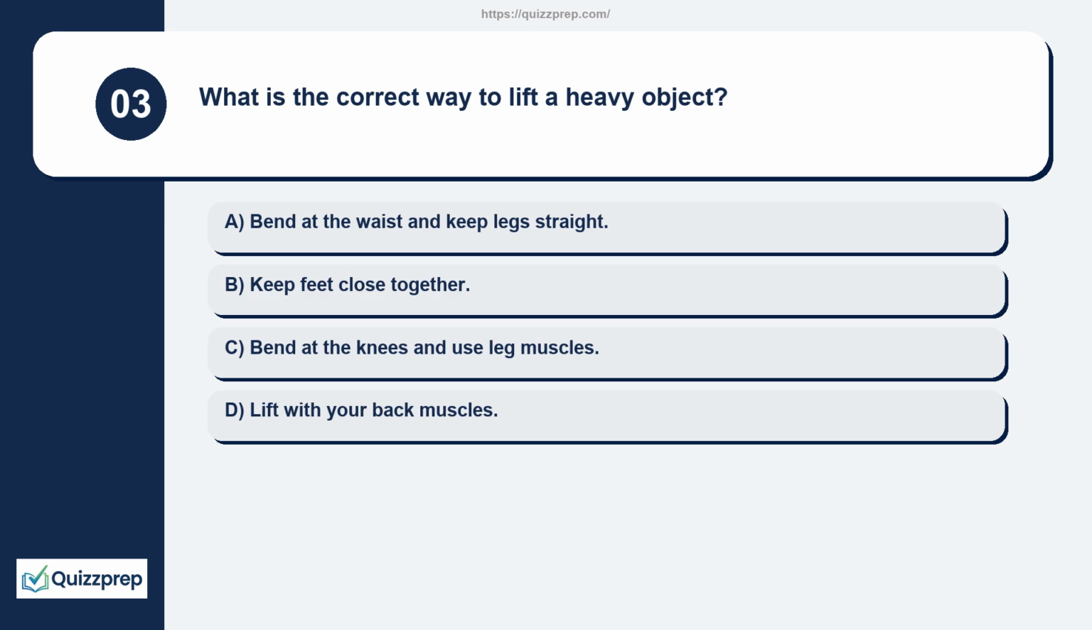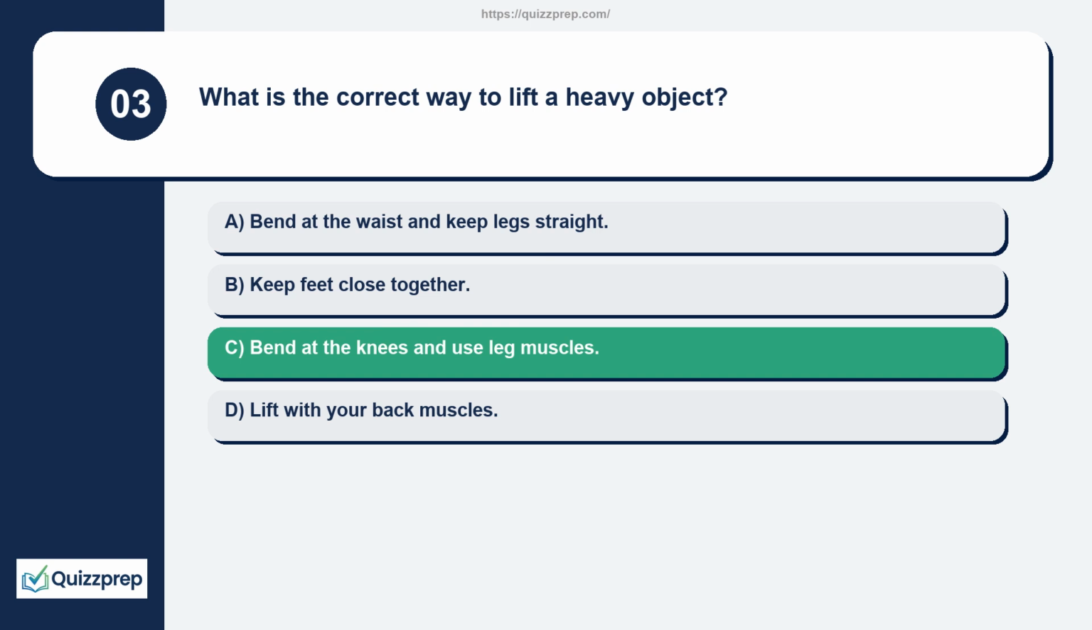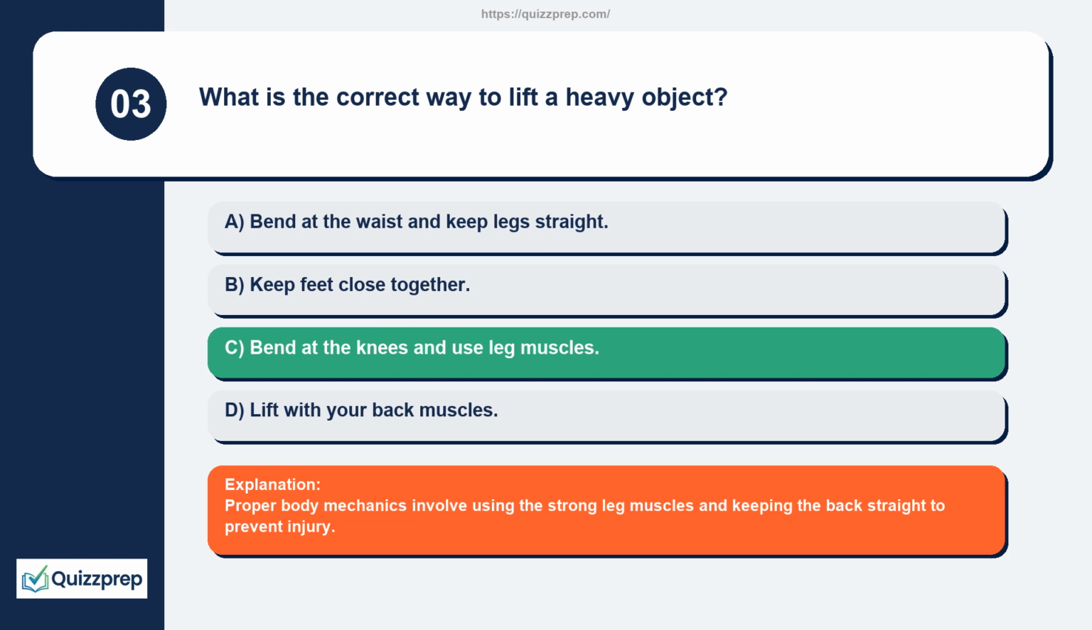Question 3. What is the correct way to lift a heavy object? Bend at the waist and keep legs straight. Keep feet close together. Bend at the knees and use leg muscles. Lift with your back muscles. Proper body mechanics involve using the strong leg muscles and keeping the back straight to prevent injury.